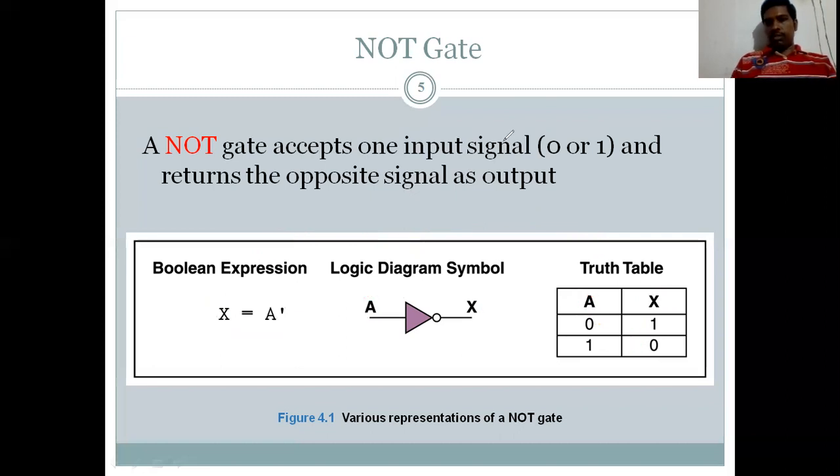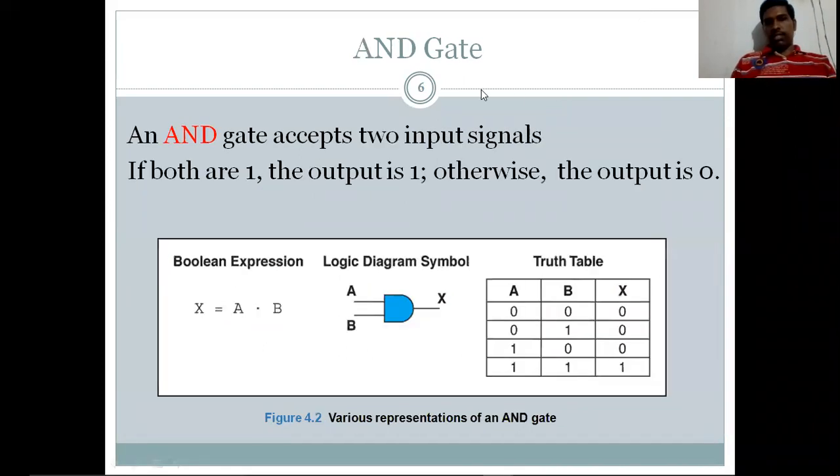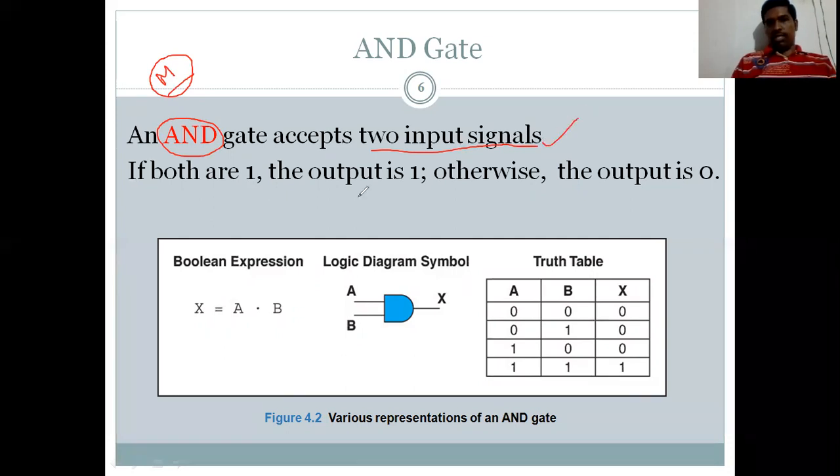Now next we will see the AND gate. The second one is the AND gate. So what is an AND gate? The AND gate accepts two input signals. In the previous slide, we saw the NOT gate, which accepts only one input. Why? Because one input is enough for us to complement. But AND is nothing but a multiplication operation. In order to perform multiplication, we need a minimum of 2 bits. That's why it takes two input signals.